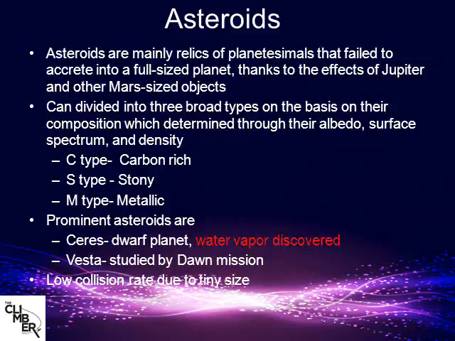The most prominent asteroids are Ceres, with a mean radius of 925 kilometers, which is considered a dwarf planet by the International Astronomical Union, on which surprisingly water vapor was discovered recently, and Vesta, which has been studied by the Dawn mission. So the collision rate between these asteroids, while not rare, is much lower than expected because of the way they are distributed through the main belt.